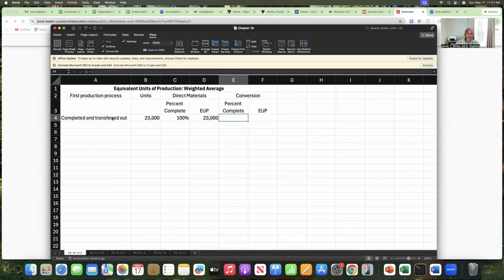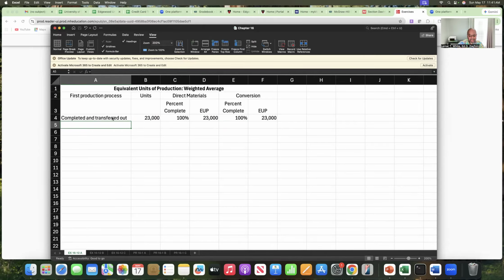Okay. For our conversion costs, remember, these are completed. Within this particular department, whatever they're making has been completed. So that means that all of our conversion costs have also been added in this department. So for completed and transferred out conversion, we're going to put 100% as well. And so 100% times 23,000 units gives us our equivalent units of production of 23,000. So that's the first part of this question.